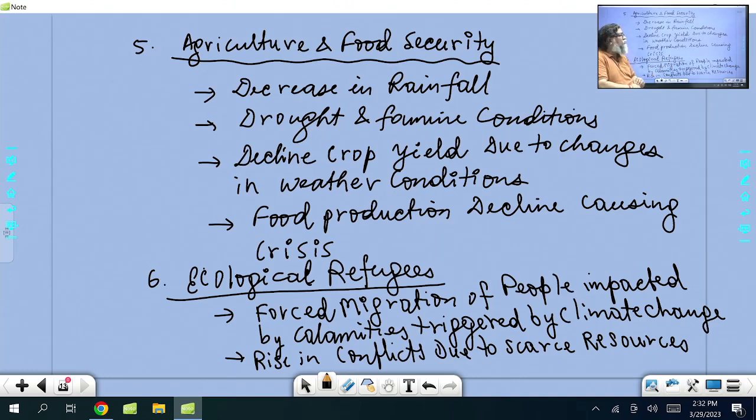All this comes from the IPCC report, the Intergovernmental Panel on Climate Change report, which brings out all these highlights. That is where it comes into such reports.